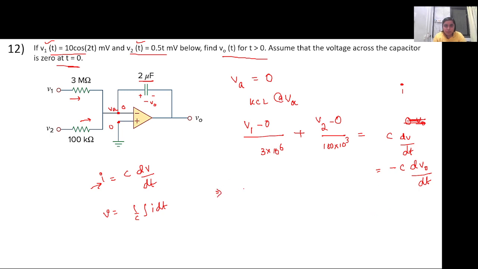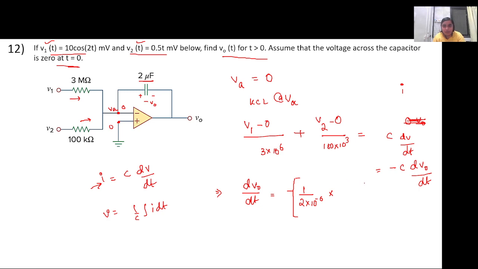So let us put V1. I'll take dV naught by dt on the left hand side, and the rest I'm putting on the right hand side. So it will be minus 1 by C, right? C is given as 2 microfarad, so 2 into 10 to the power minus 6, times V1 by 3 into 10 to the power 6.